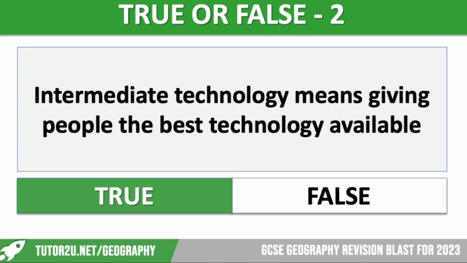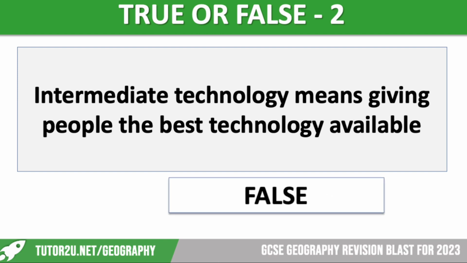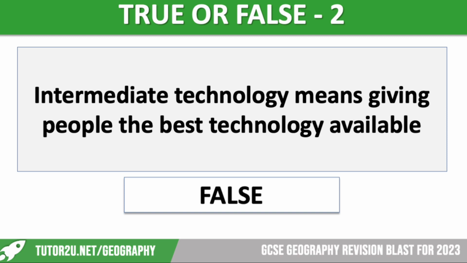Number 2, intermediate technology means giving people the best technology available. Is this true or false? Okay, let's have a look. It is false. So it's also known as appropriate technology. So it's not the best technology available, it is the most appropriate technology. So it's normally quite small scale and quite simple. It's normally quite cheap. And the reason for that is because it has to be sustainable.